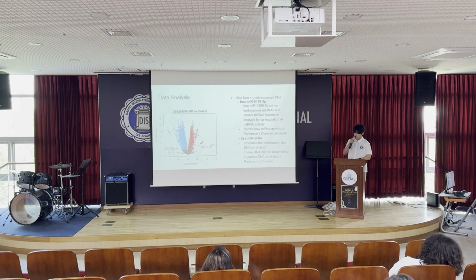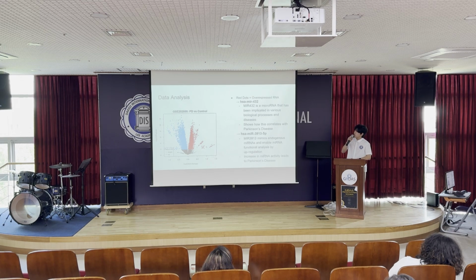This underexpressed RNA mimics the indigenous miRNA and enables miRNA functional analysis by upregulation of the miRNA activity. This therefore shows how miRNA activity in Parkinson's disease decreased. Another example of an underexpressed RNA was HSA-MIR-8084. This underexpressed RNA promotes proliferation and DNA synthesis. This RNA can therefore be assumed to suppress DNA synthesis in Parkinson's disease.